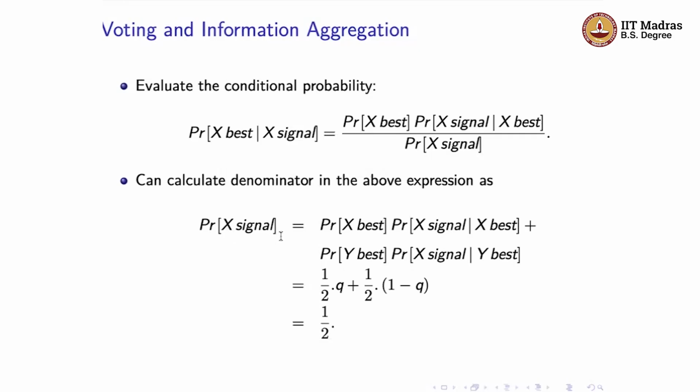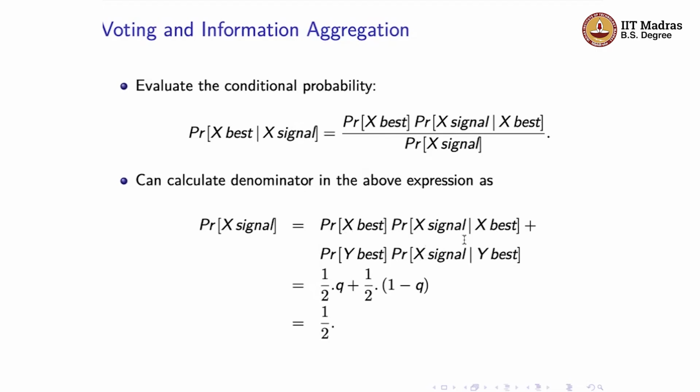So you have to take into account: what is the probability that X is best, multiplied by the probability of receiving the X signal conditional on X being the best, plus the probability that Y is best, multiplied by the probability of receiving the X signal conditional on Y being the best, right? Because we had the prior belief that X best and Y best are equally likely events, the probability of X best and the probability of Y best are both equal to half.